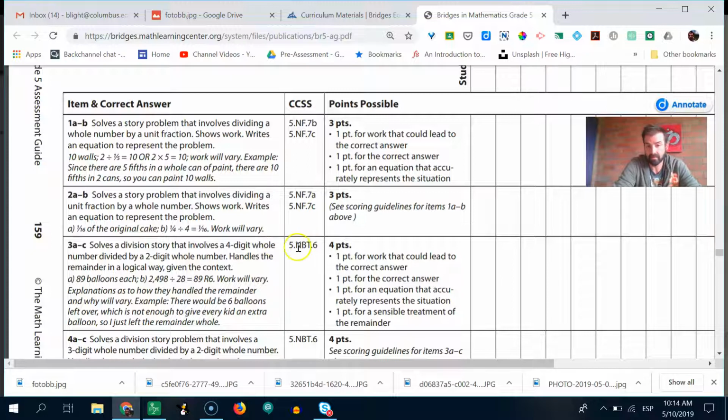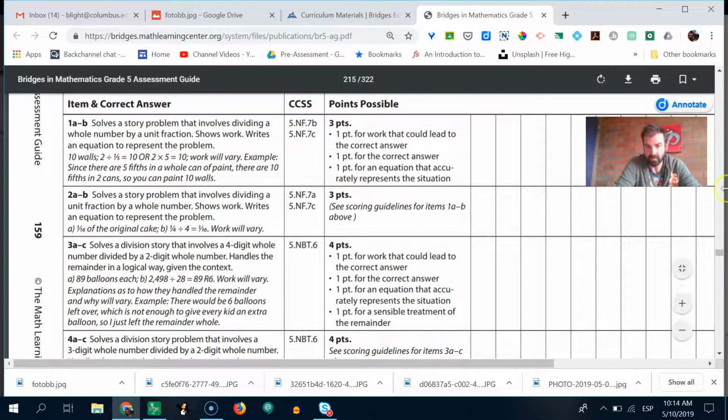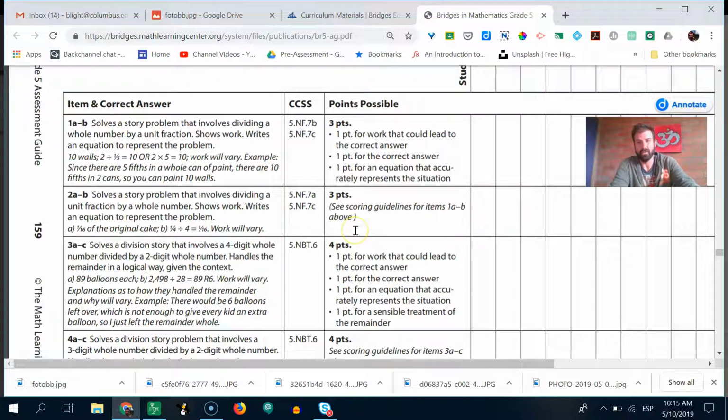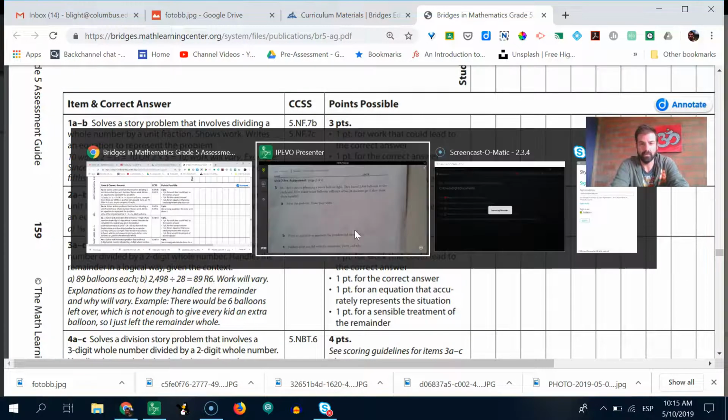So 5 NBT 6. That's the standard that we're assessing here. And as you can see, 5 NBT 6 is on a lot of them. NBT means numbers in the base 10 realm. 5 means the 5th grade, and 6 is the 6th standard in that domain. You don't really need to understand all that, but hey, if you do, awesome.